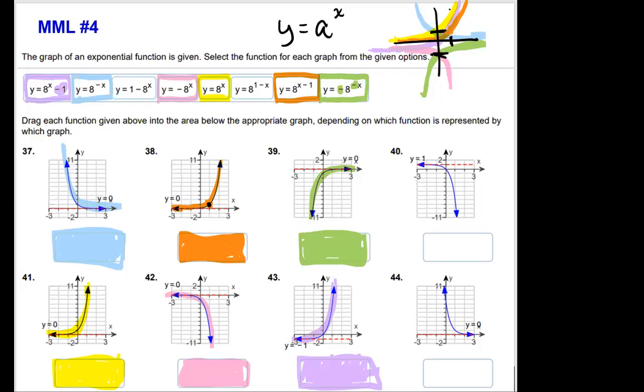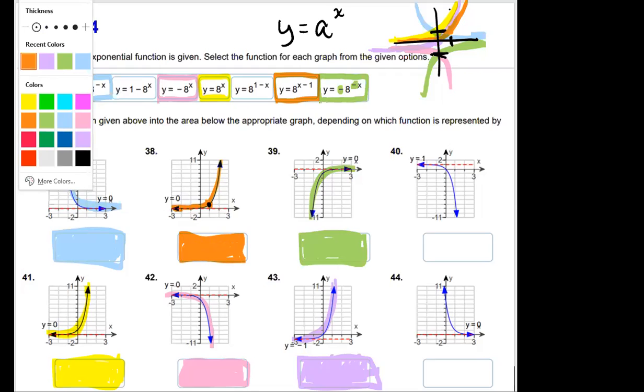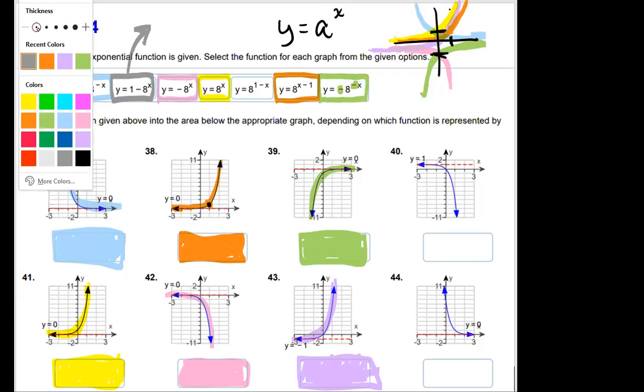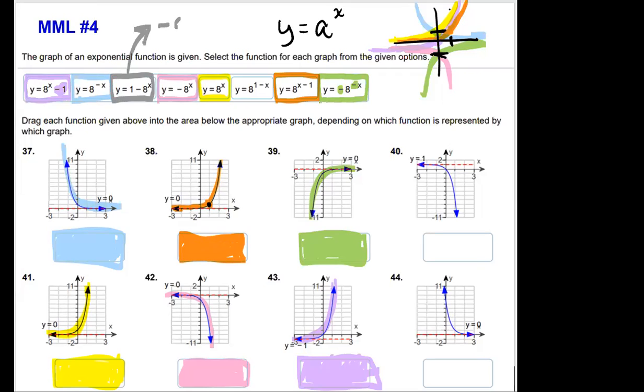Let's see, I would probably look at this one here. Now it's written 1 minus 8 to the x, but that's the same thing as saying negative 8 to the x plus 1.